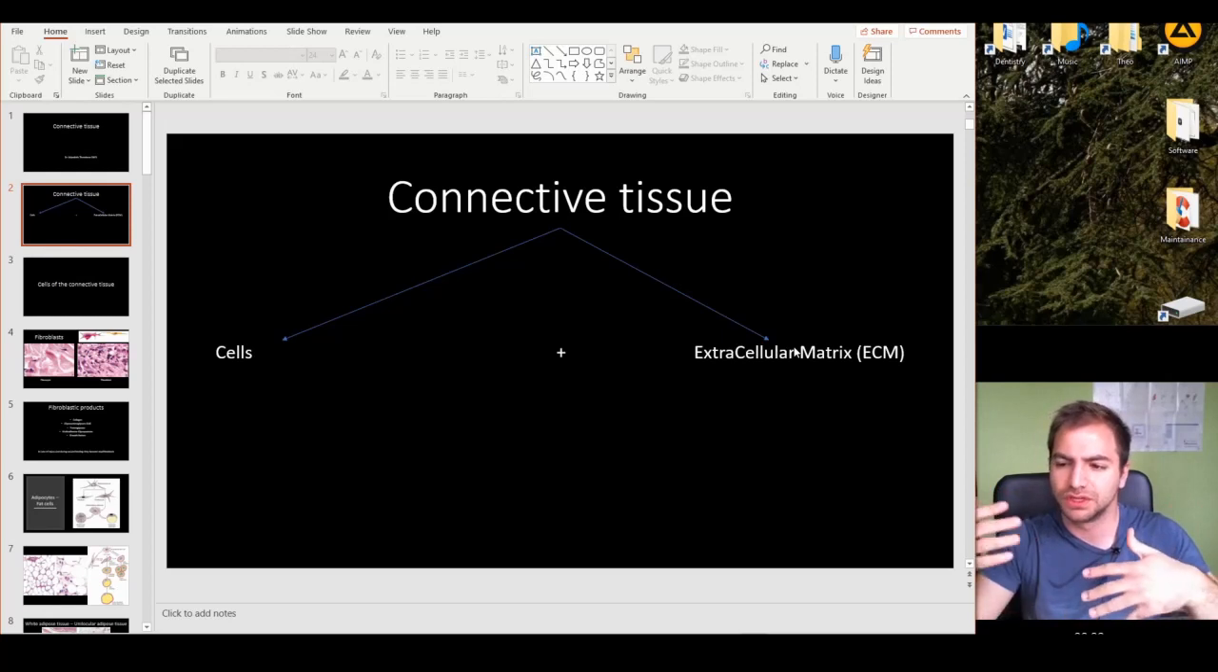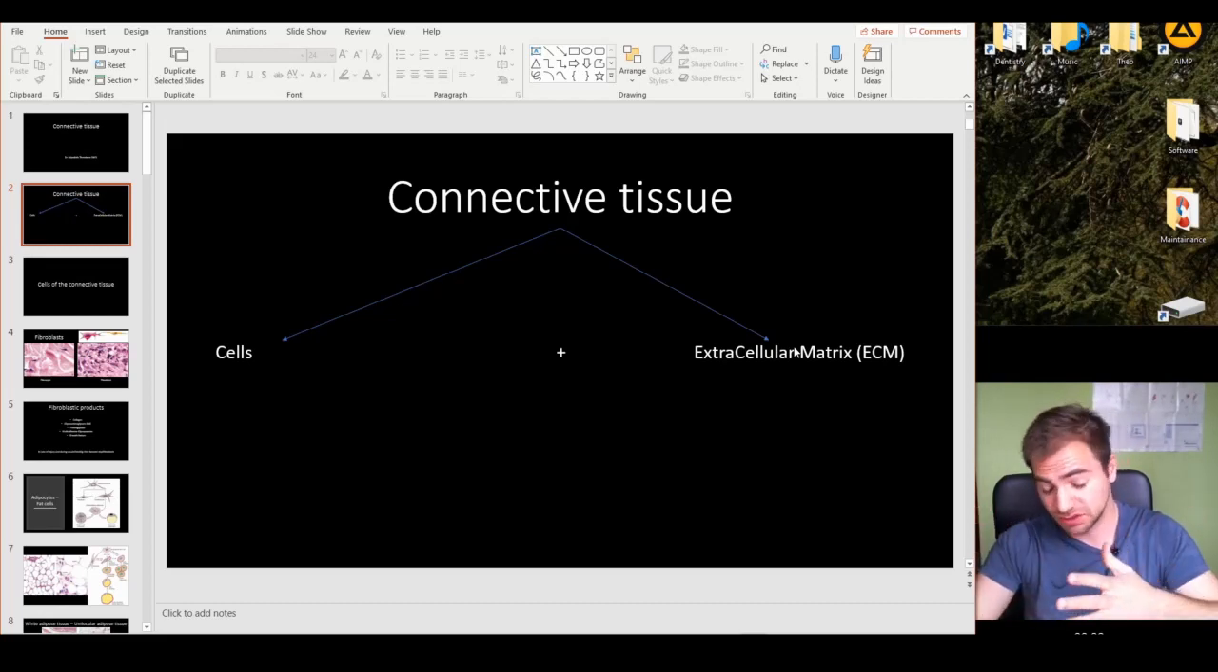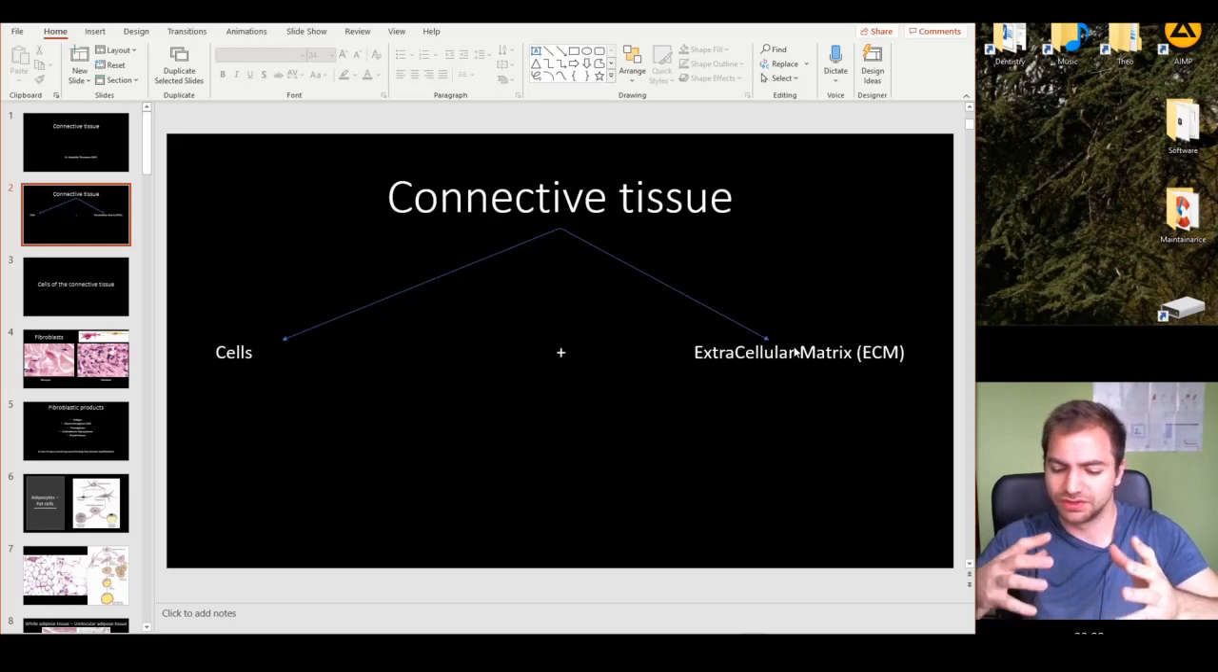For example, in the case of the epithelial tissue, we have a high amount of cells with very low to almost no presence of extracellular matrix. In the connective tissue, we find the exact opposite. We're going to find very few cells, which is disproportional to the very high amount of ECM. So in this video, we're going to talk about first the cells, and then we're going to talk about how the cells produce the ECM and how the ECM and these cells come together to form this connective tissue.